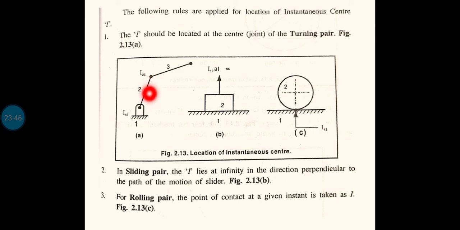This is the joint for 2 and 3, so this will be the instantaneous center. And as far as links 1 and 2 are considered, this will be the instantaneous center. Now the next one is the sliding pair.